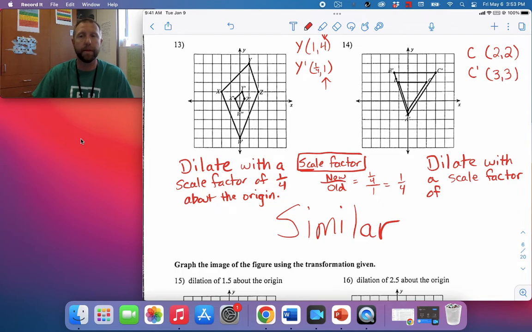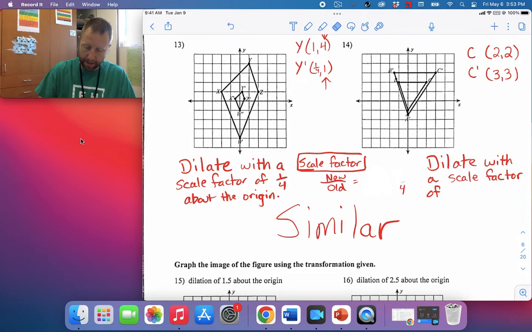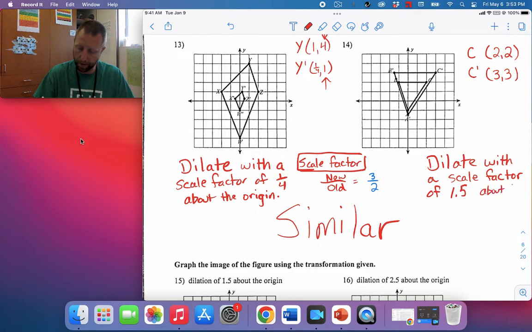So again, let's follow what we just wrote down here. It's new divided by old, except now I'm using my new numbers, so let's go ahead and erase that. I'll even use a different color. 3 is my new number, 2 was the original number, and it doesn't matter if I'm using X or Y because it's the same one. But 3 divided by 2 is 1.5. And that's about the origin.